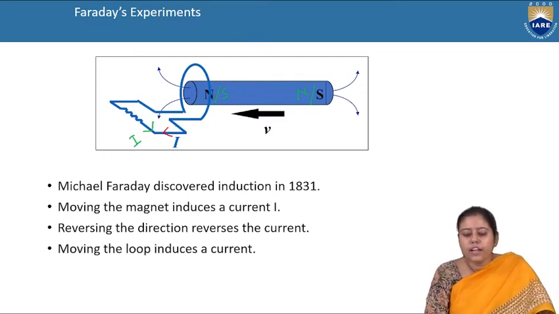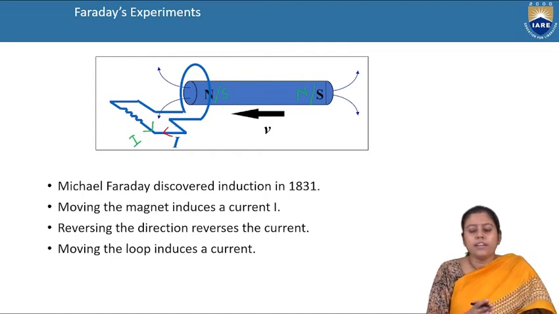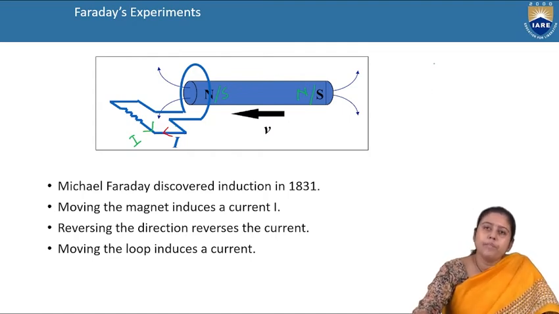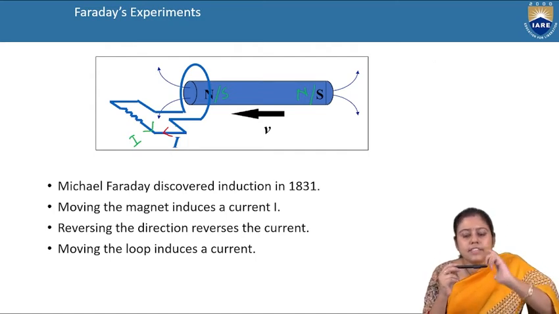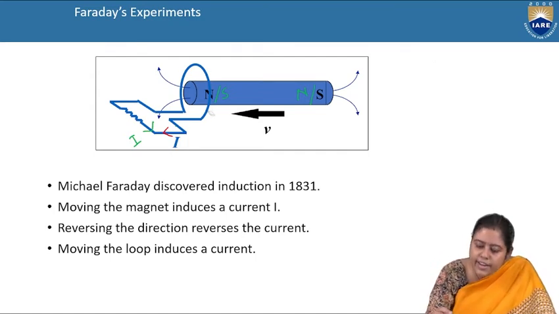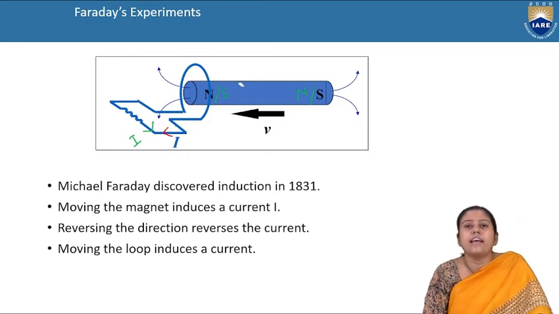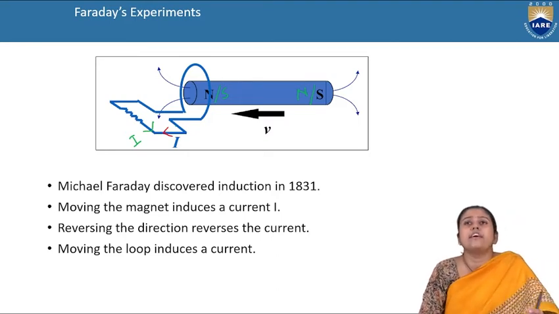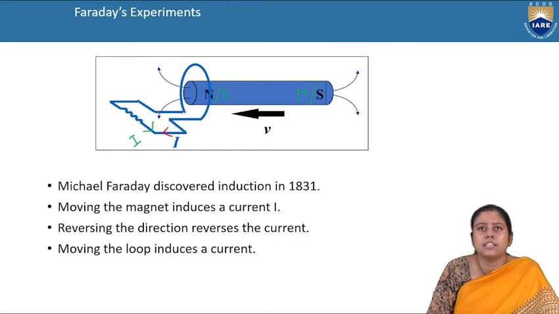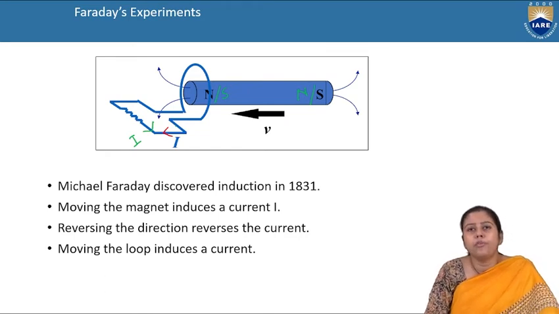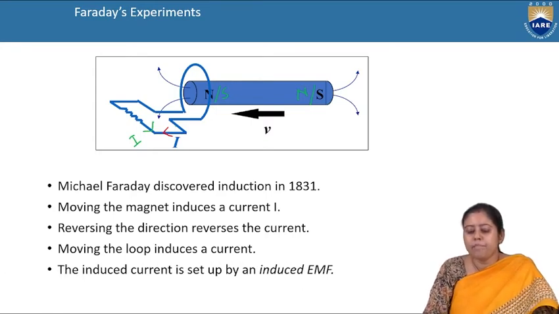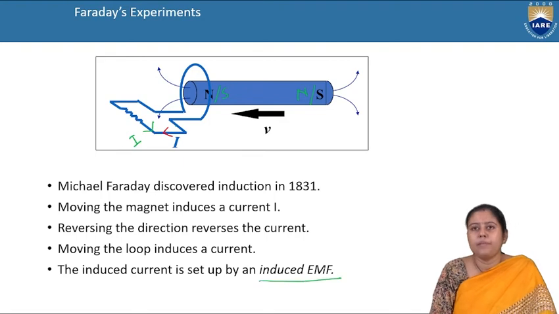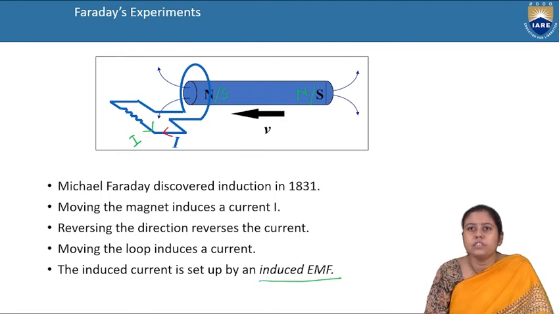Now, second, he kept the magnet constant and changed the loop. He is rotating the loop. In this case also, as the rate of change of flux is changing, there is a flow of current again. This induced current is set up by an induced EMF.